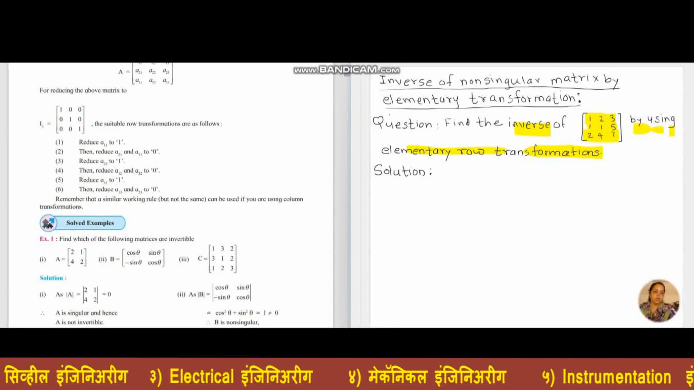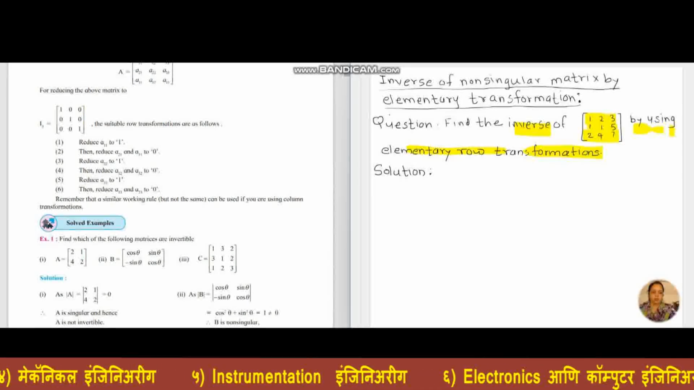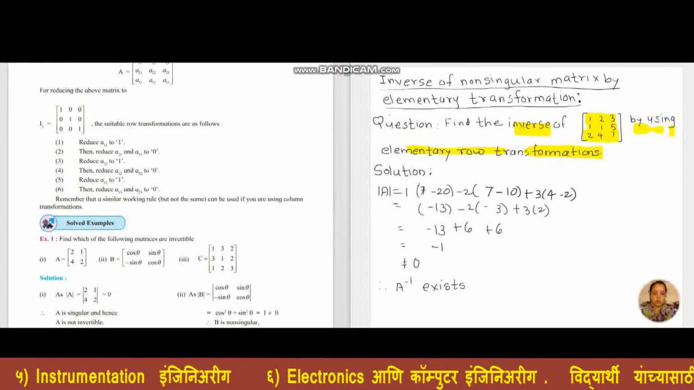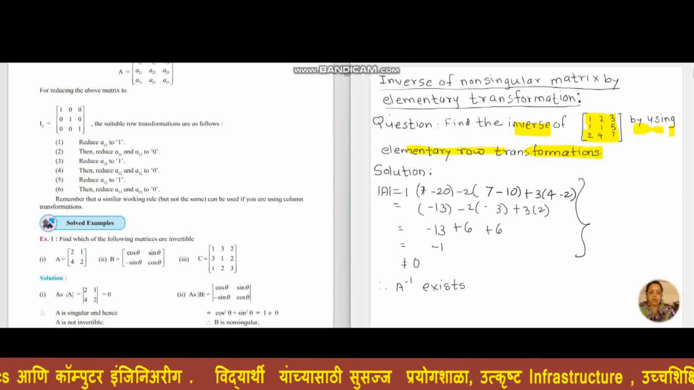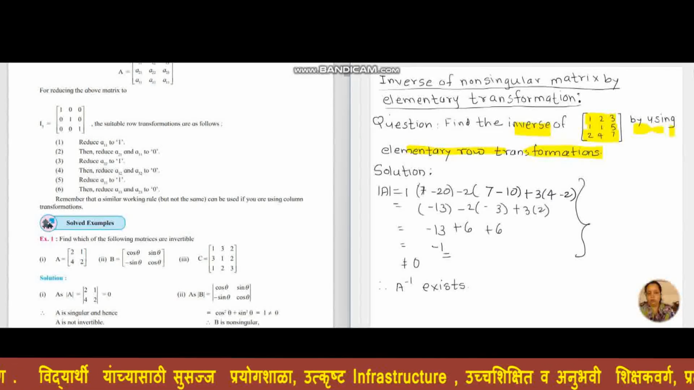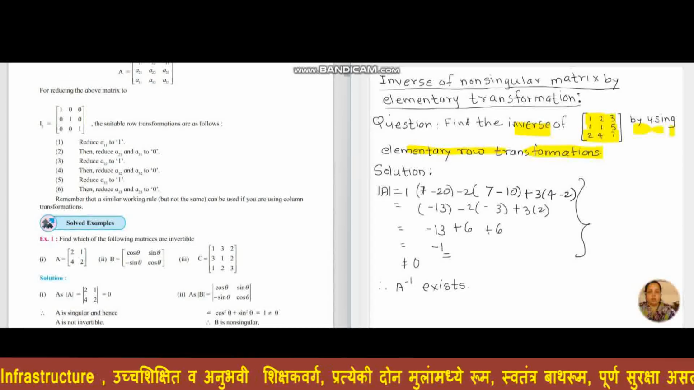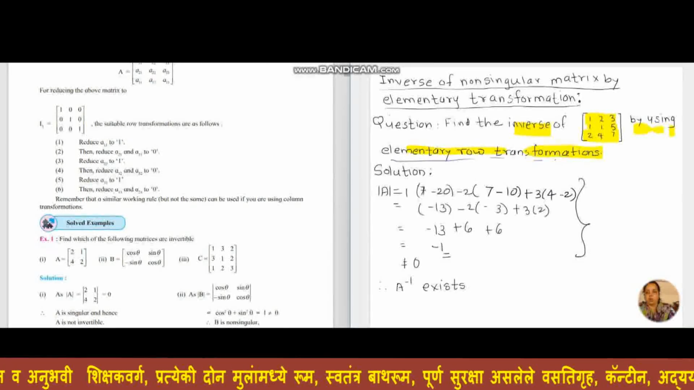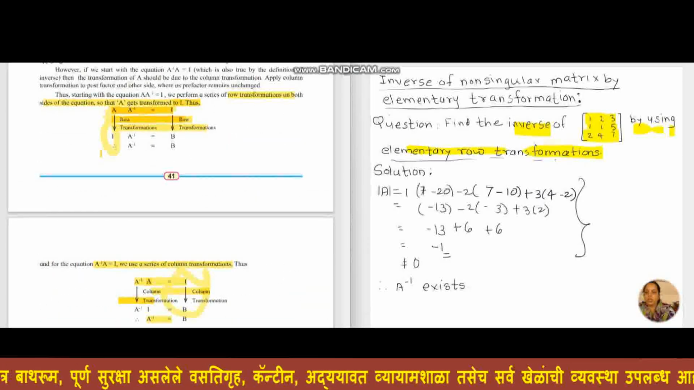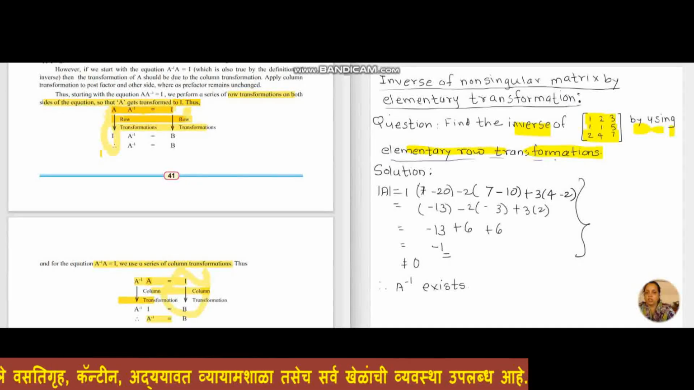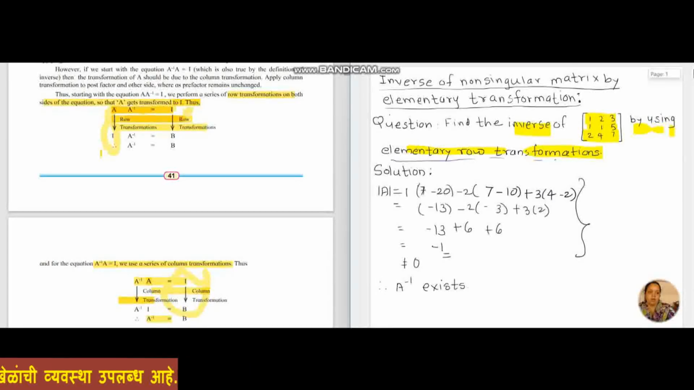First of all, we will check whether this matrix is invertible or not. So we will calculate its determinant. This is the calculation for the determinant of matrix A. Finally, we get the determinant is not equal to 0. Therefore, A inverse exists. Now in the question, we are asked to calculate the inverse by using row transformations. Therefore, we consider the equation A into A inverse is equal to I.